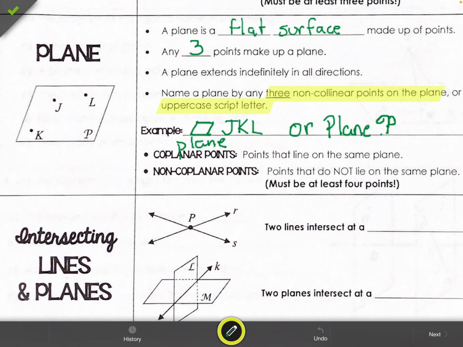And usually the cursive letter will be in one of the 4 corners. Notice it does not have a dot. Okay. That's how you tell whether or not it's a point. Has no dot and or it's written as a cursive or script letter.